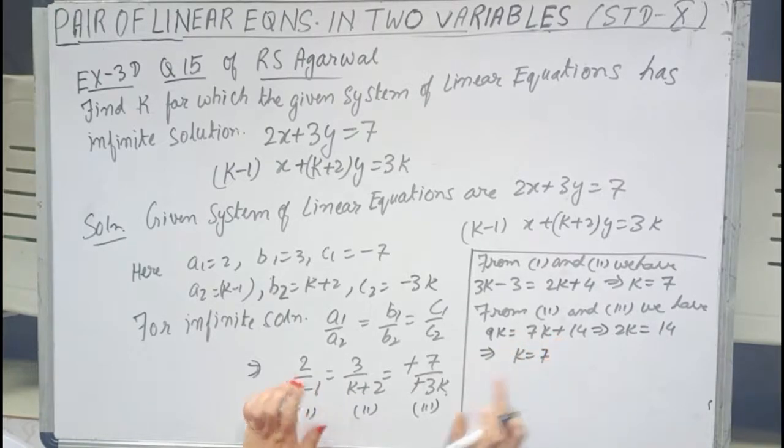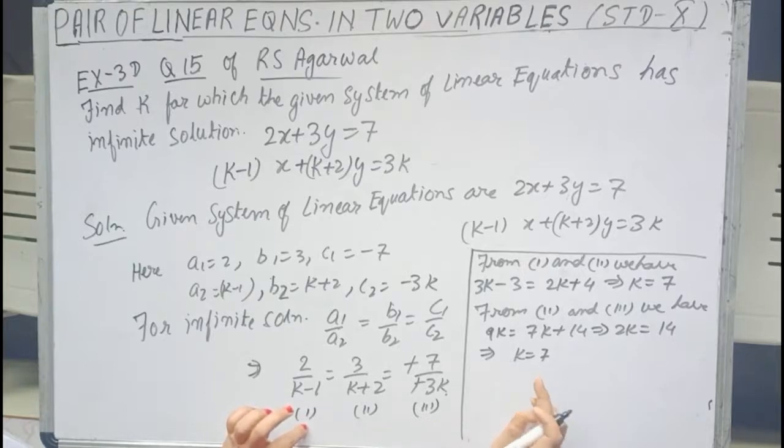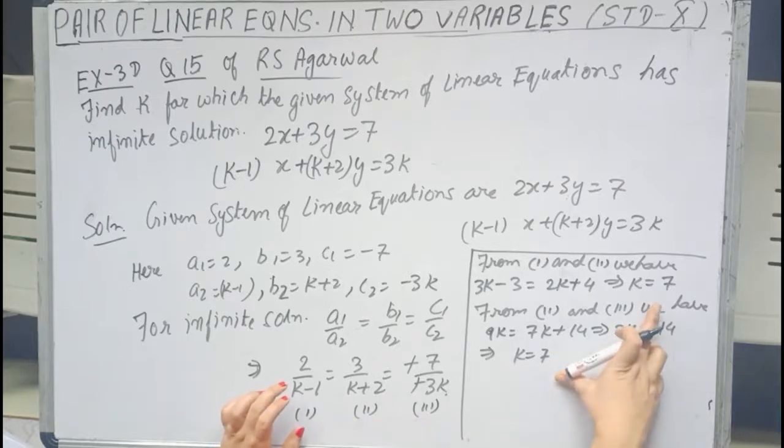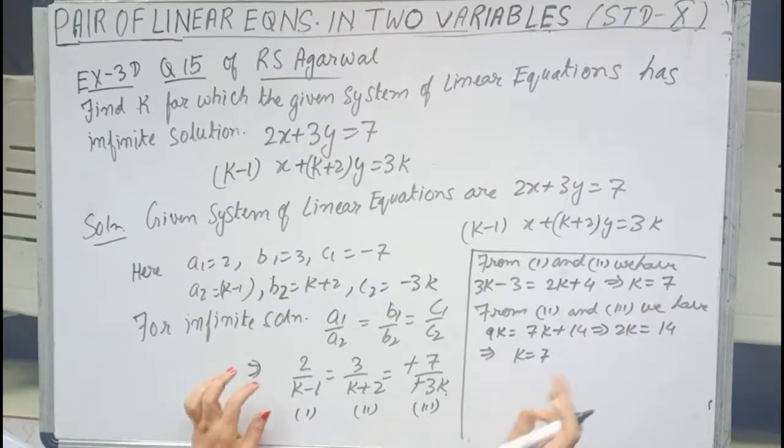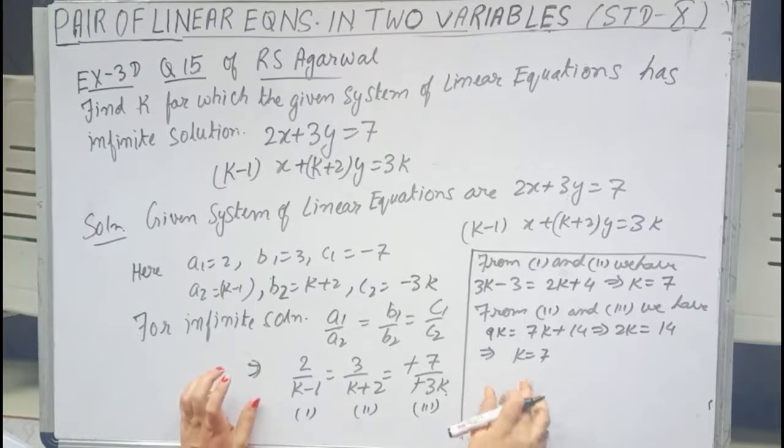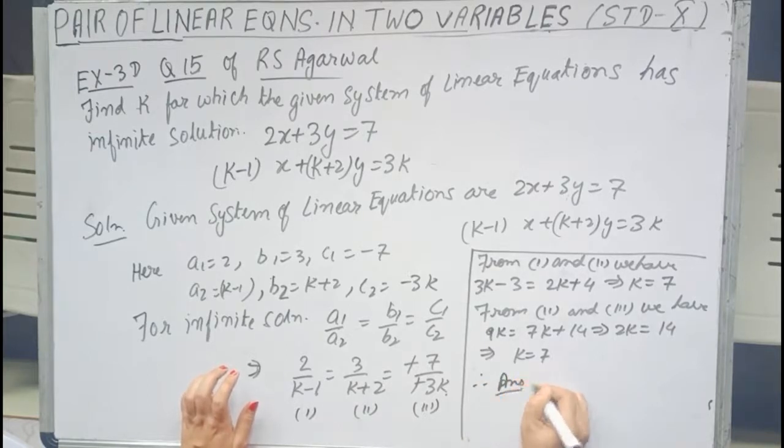So from two pairs of equations, 1, 2 and 2, 3, we got k equals 7. So no need to do 3 and 1 also. If we get the same answer from two pairs of equations, we will deduce that that value of k only is the answer. Therefore the answer is k equals 7.